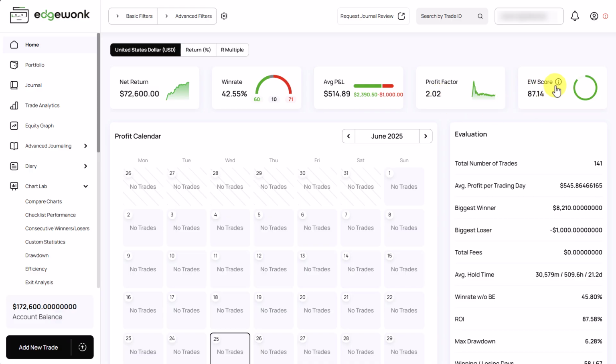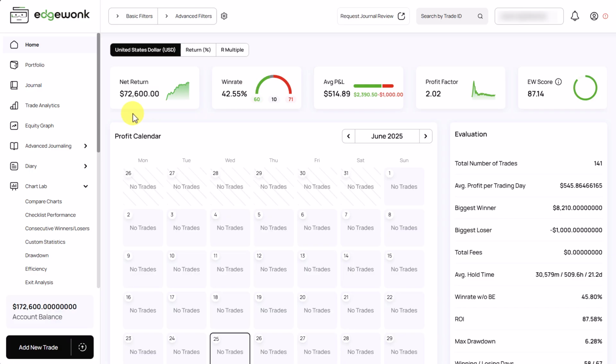You can also see the Edgewonk score here gives you a very high rating. The Edgewonk score is a cumulative score based on a lot of different factors, and it shows very robust trading results. So this looks good. The win rate for a 2-to-1 or 2.4-to-1 reward to risk ratio system is also decent. This gives you a pretty robust trading performance for this journal.